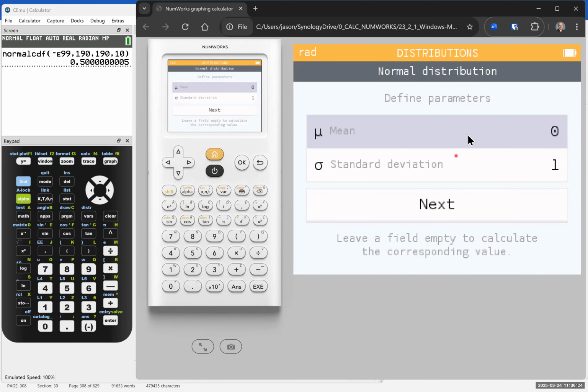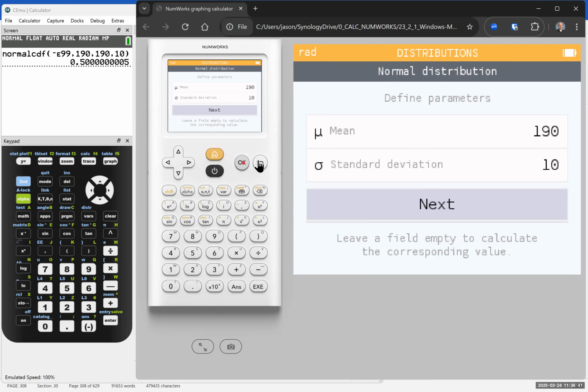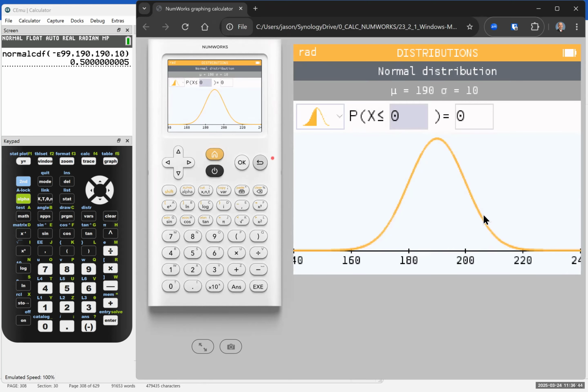This is where we put in our mean. So you see right now, it's a little more visual, right? It's prompting you for what you need. And I guess the Texas Instruments does that too. But let me show you where this is a little bit better. Now we're looking at a picture of our normal distribution.